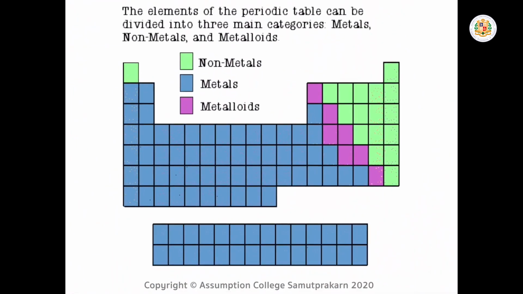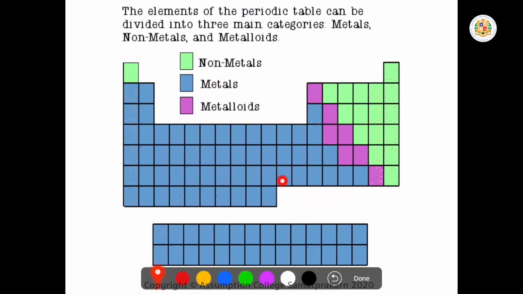Now, if you look at this example, you could see that the periodic table is colored in 3 different colors. So the green ones are the non-metals. We have here one that's alone, hydrogen. On the left of the diagonal are all metals. Most of the elements are metals. And in between the metals and the non-metals are the metalloids.